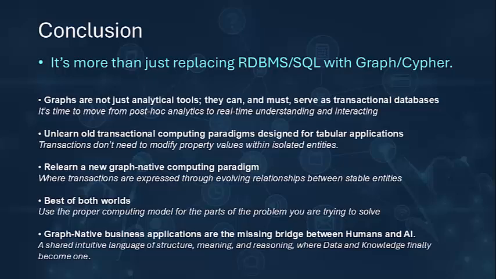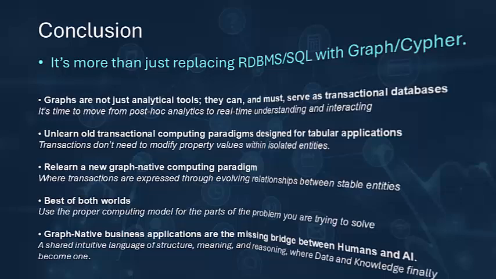That's exactly how nature works. Unchanged elements, constantly reshaping their relationships. Think in sets, not tables. That's nature's logic. Graph-native systems are the missing bridge between humans and AI, a shared, intuitive language of structure, meaning, and reasoning, where data and knowledge finally become one.